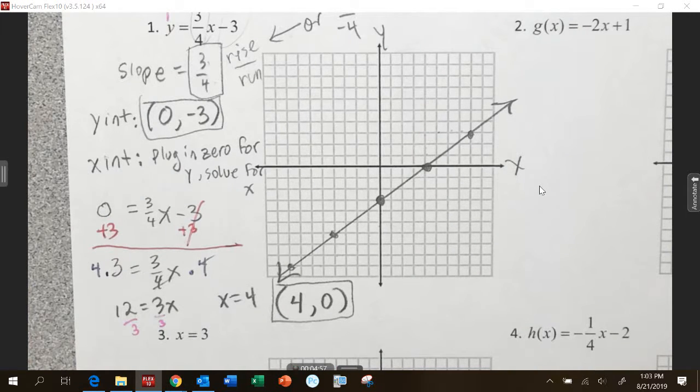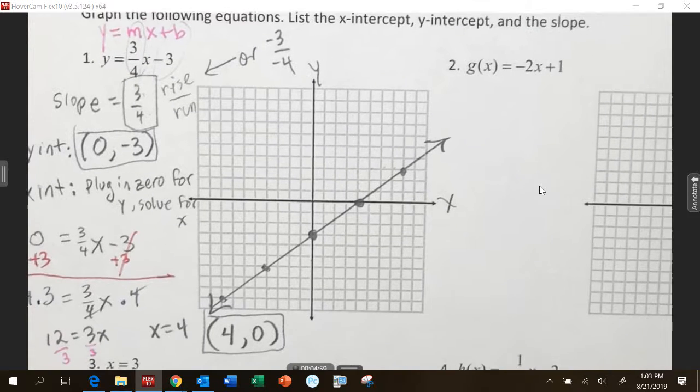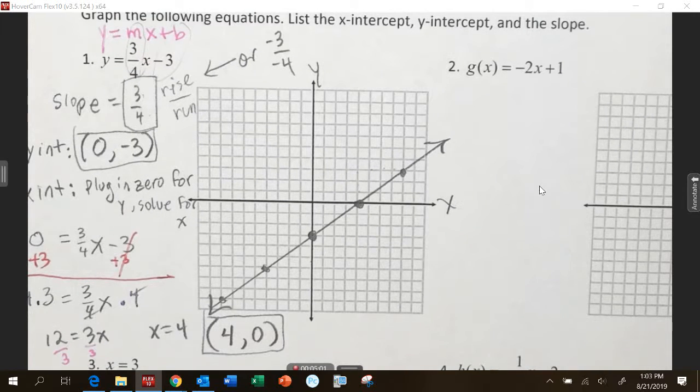All right, the next question is the exact same direction. There's just one little thing that looks a little different on this next question. Does anybody notice anything that looks different on the next question?